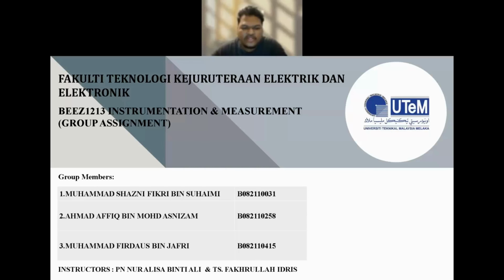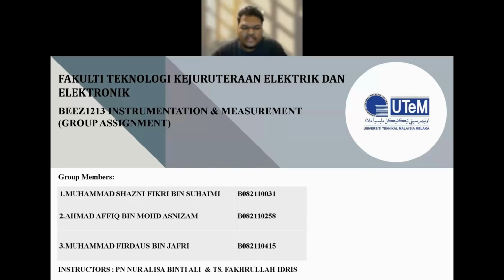Today, my group will present for assignment BEEZ1213 Instrument and Measurement. The first group member is Muhammad Syazni Fikri bin Suhaimi. Second, Ahmad Afiq bin Muhammad Asnizam. And third, Muhammad Firdaus bin Jafri.